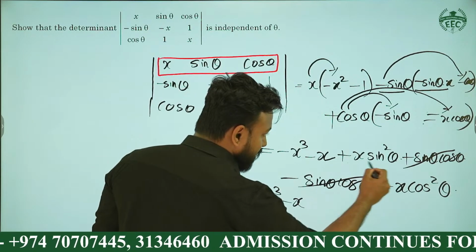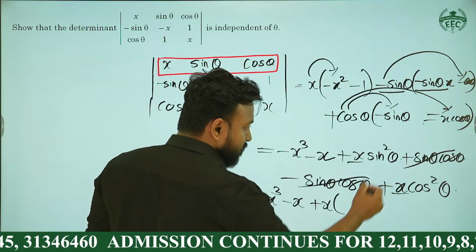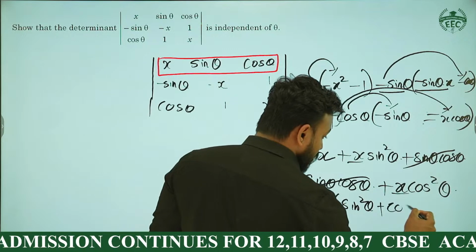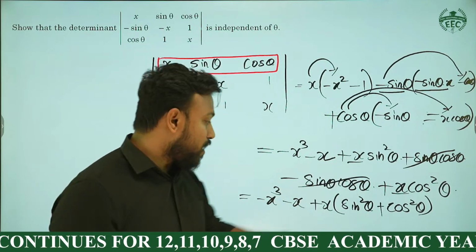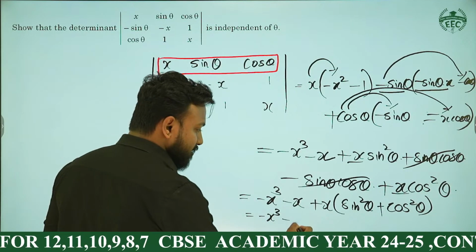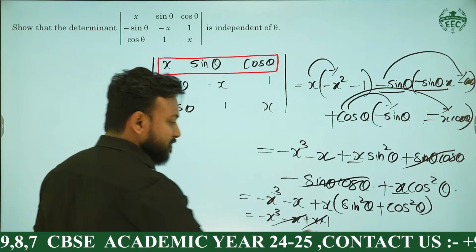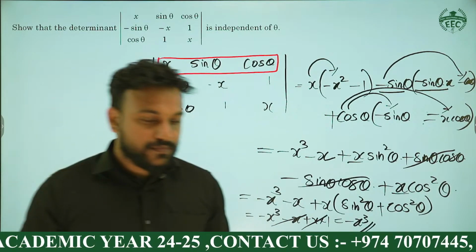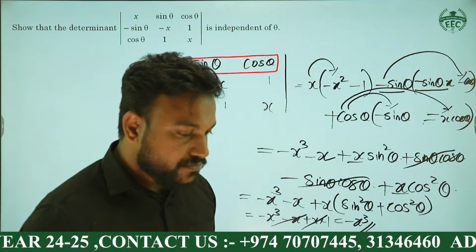listen. You can take x from these two terms. What you will get? The sine square theta will be there plus cos square theta will be there. Sine square theta plus cos square theta is equal to 1. So here you can say minus x cube minus x plus x into 1. This is positive x, this is negative x, and the final answer is minus x cube. That's all, guys. I think you get it. Shall we move to the next one? Ready?